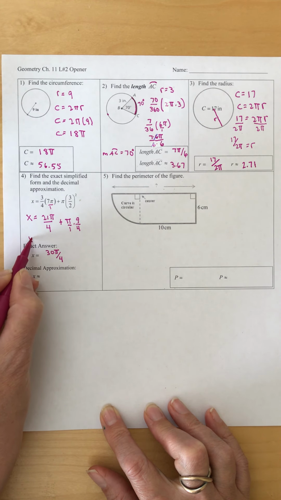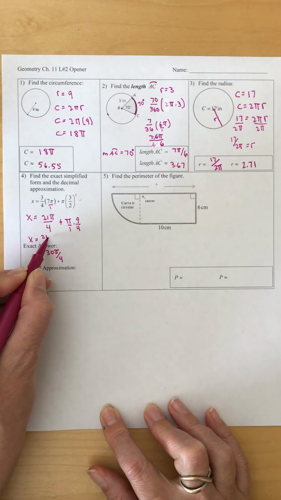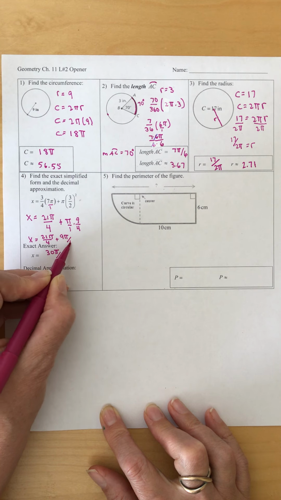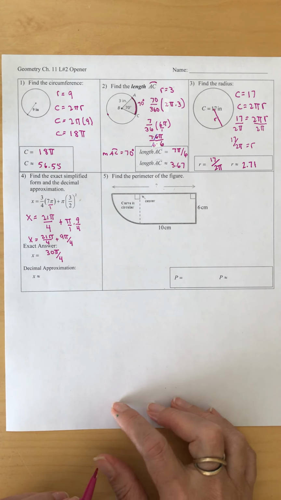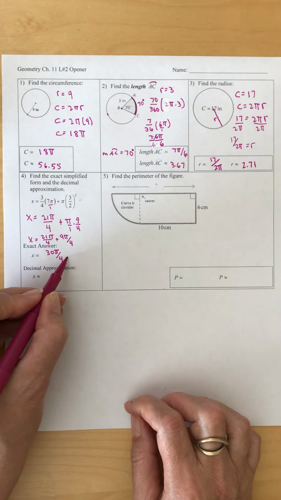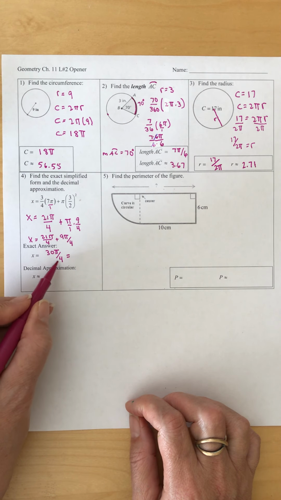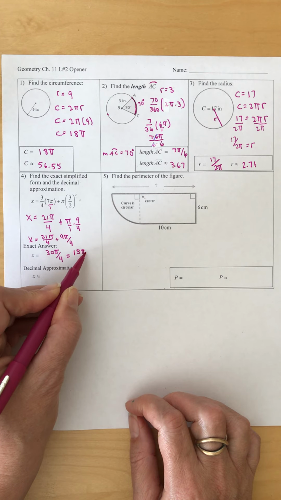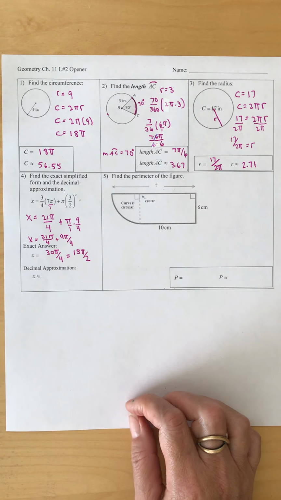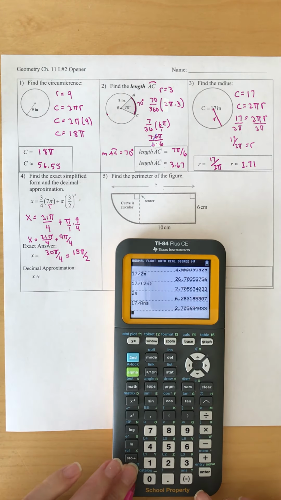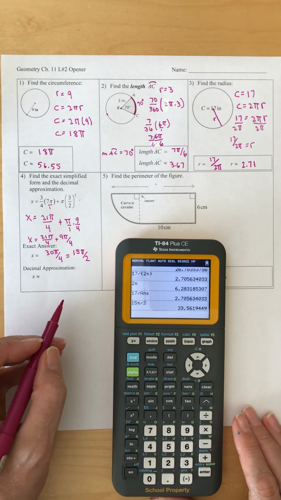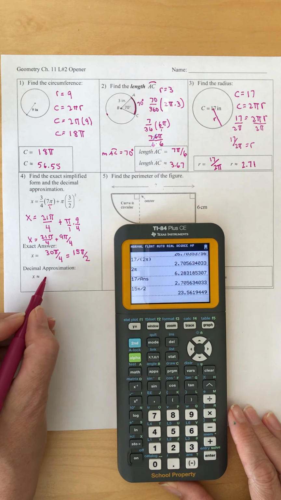Should have written just a little bit smaller here to fit this in nicely. 21 pi over 4, 9 pi over 4 gives me 30 pi over 4, but 30 pi over 4 has 2 that can be divided into each of them, so it is 15 pi over 2. And then the decimal approximation of that is 23.56.